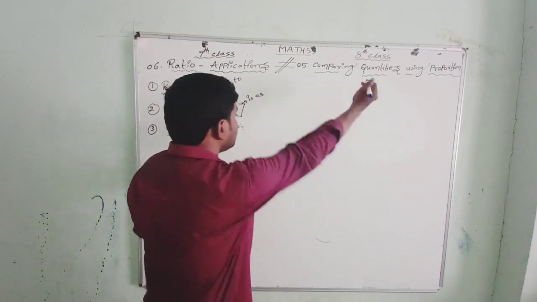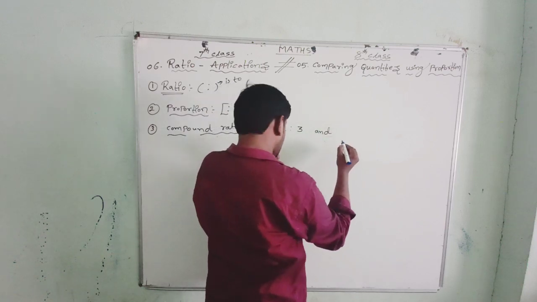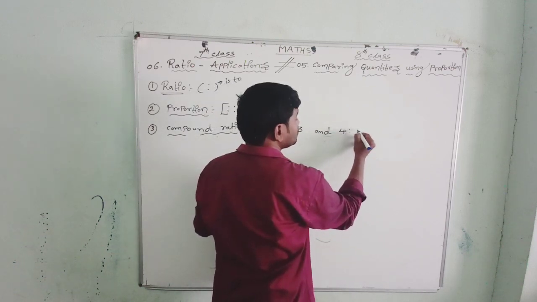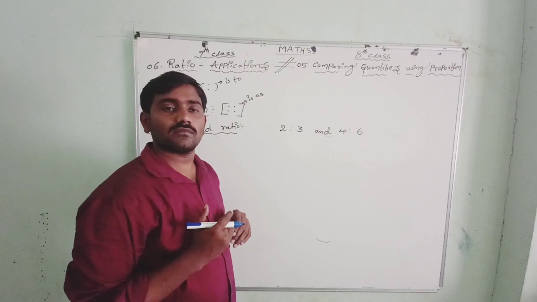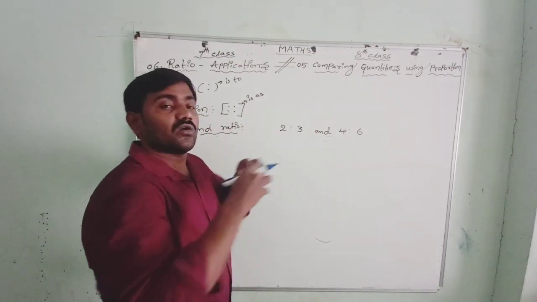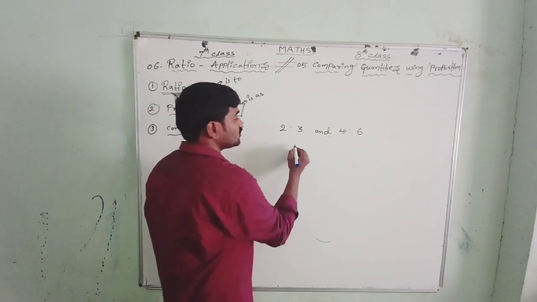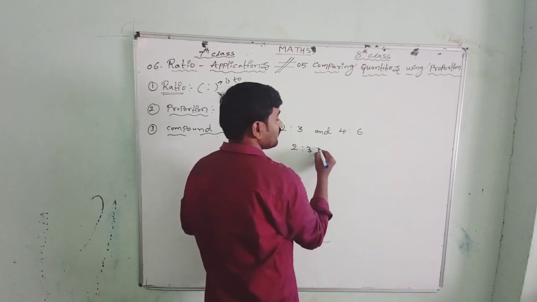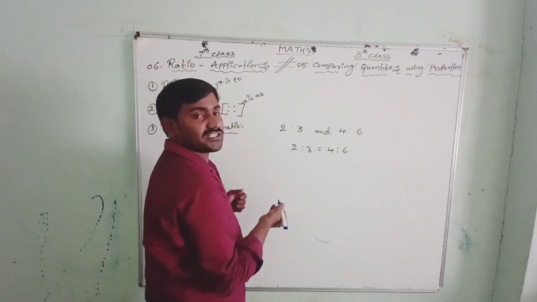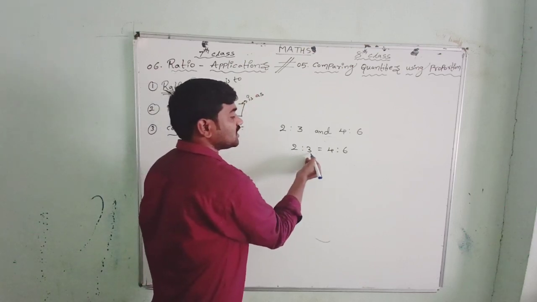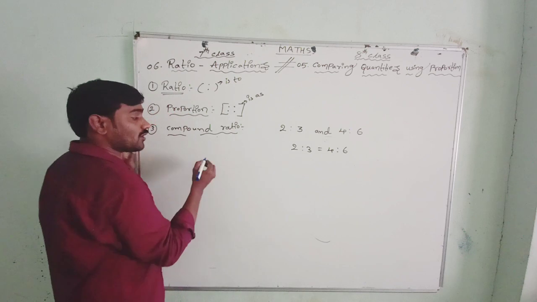Compound ratio. Suppose, let me write here, there is one ratio 2 is to 3, and there is another ratio like this. Let me take 4 is to 6. These are the two ratios. These two ratios will be simplified into one ratio. How can we make it? Suppose 2 is to 3 and 4 is to 6. In this, 2 is called antecedent, 3 is called consequent, as we learned in the ratio definition. Antecedent, consequent, antecedent, consequent.